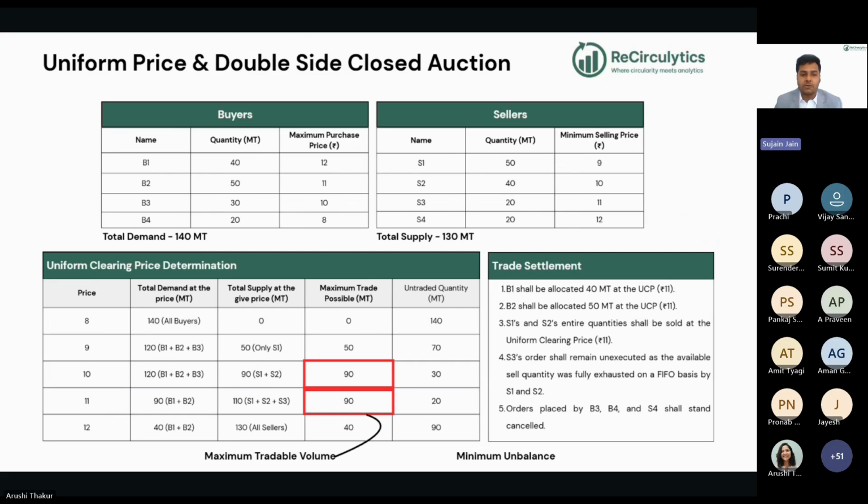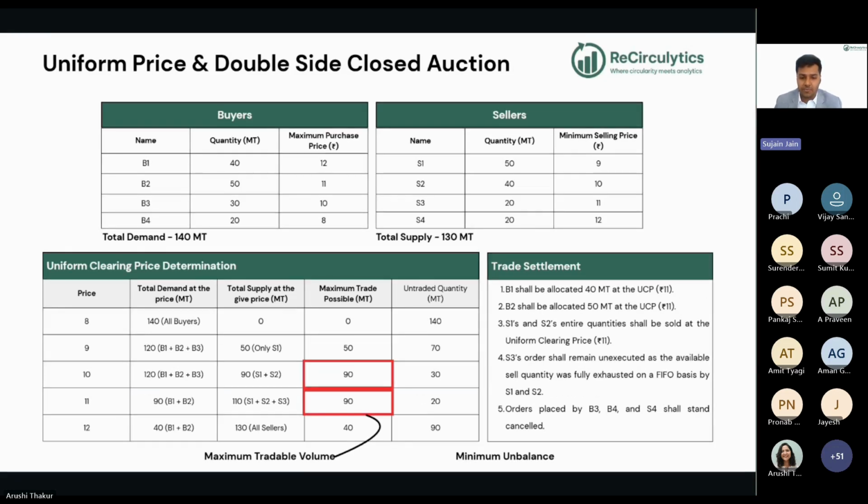So now that we have understood maximum traded volume, we will have to understand what happens in case there are two maximum traded volumes possible at two prices. In that case, what needs to be seen is the untraded quantity.